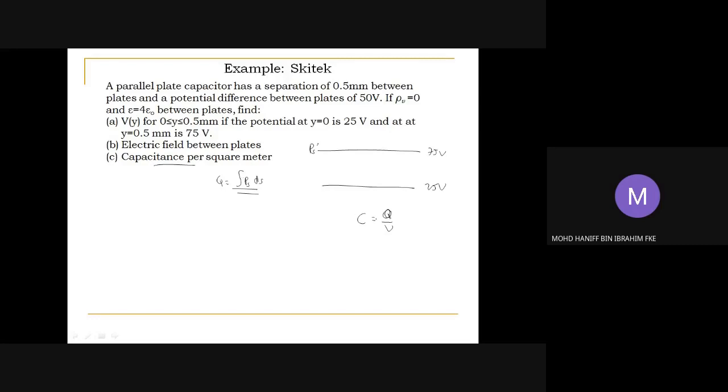From the definition of capacitance, Q will just consider the magnitude. We don't consider the charge polarity. Let's say this is negative rho s. It doesn't matter about the negative sign; we just care about the magnitude of the charge itself. So that should be the charge Q located on the plates of the capacitor, given by the integration of rho s dS.